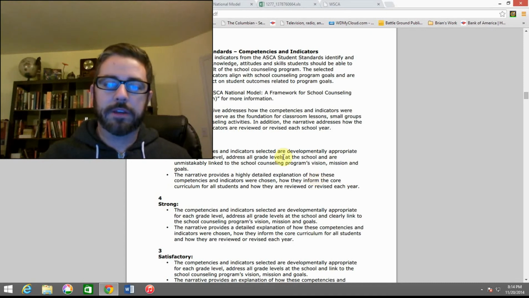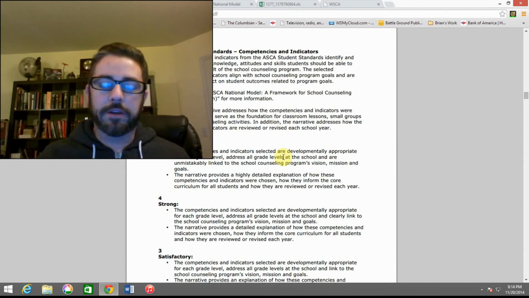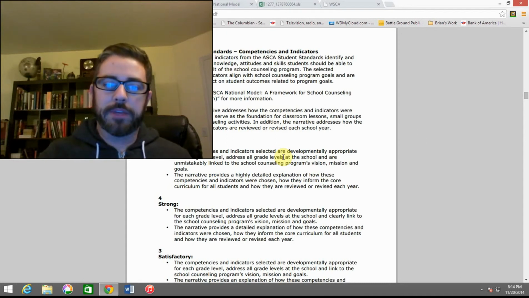So as you can see here on my screen, whenever I'm thinking about or working on one component of the RAMP application, I always pull up the rubric. If I'm ever in doubt about exactly what to do, I pull up the rubric. So that's the first thing I encourage you to do. Take a look at the rubric part 4 for the ASCA Student Standards.